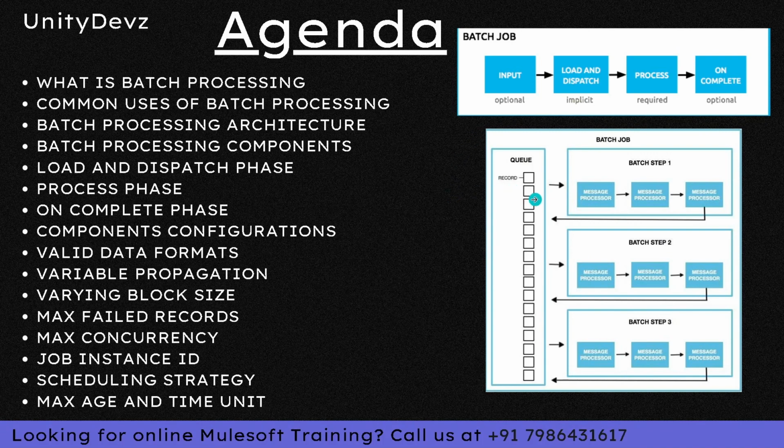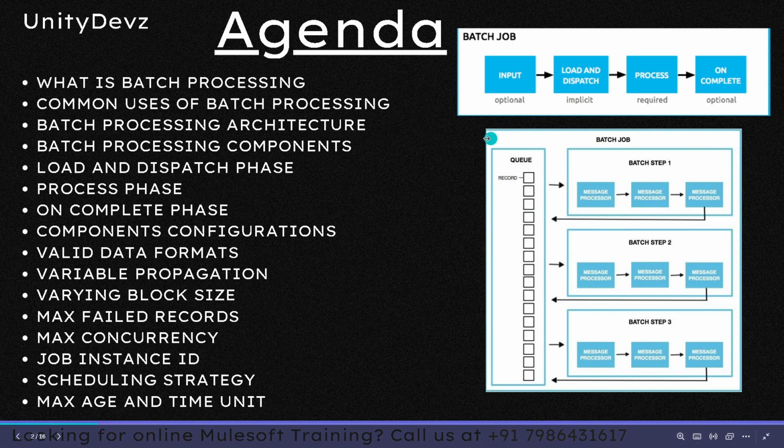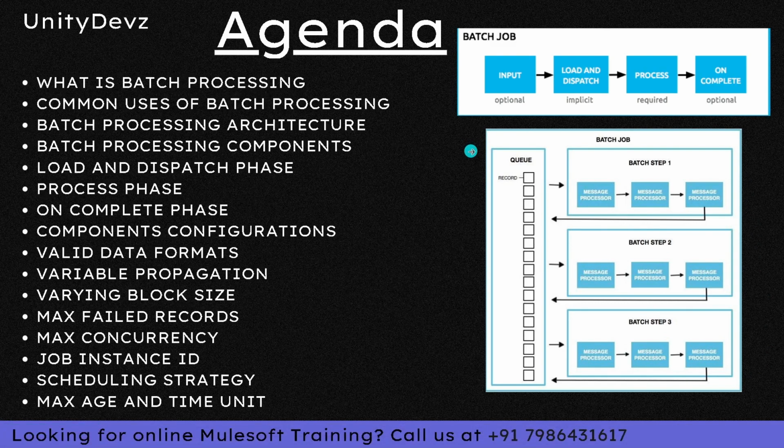You can also see this diagram. This whole diagram shows a batch job scope. In this batch job scope you can see once we start receiving the records, they will be transferred to the queue first. Okay, after that they will be received by a particular batch step. We can add as many batch steps as we want based on our requirements. So once it's transferred to the queue, it will be received by the batch step.